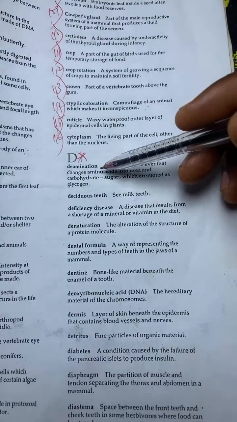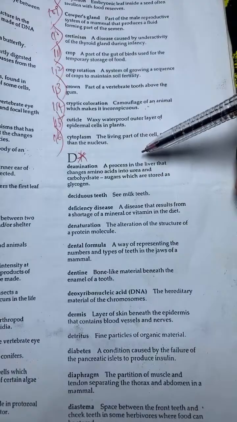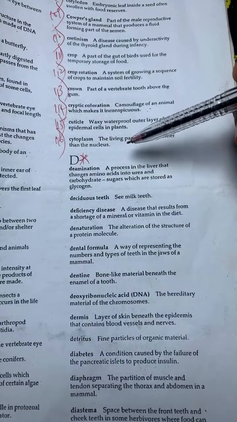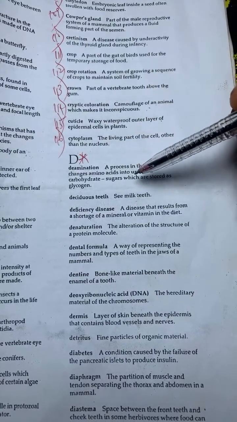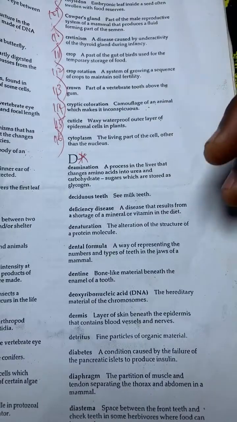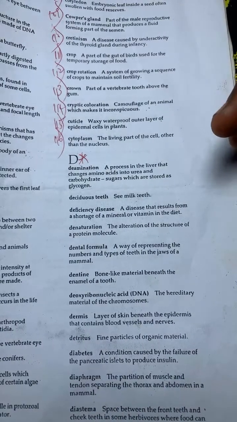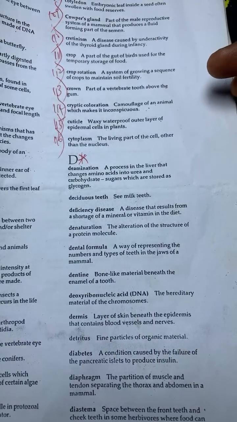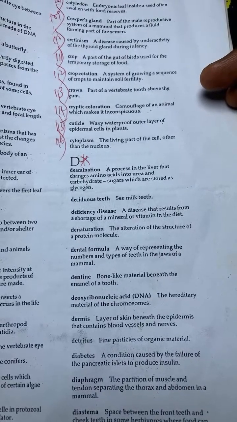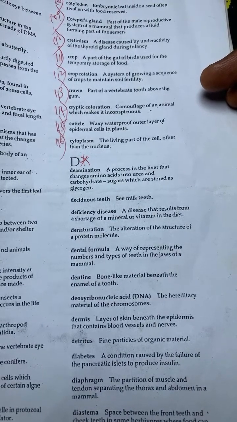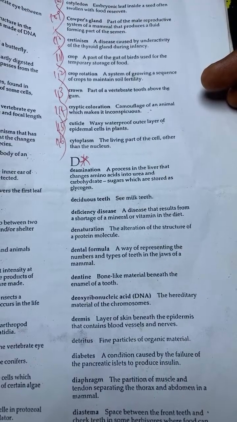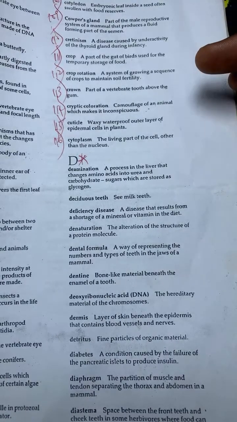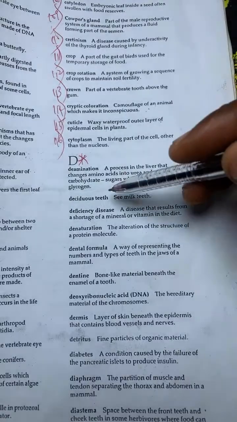Now, D simply means deamination. We said that deamination is a process in the liver that changes amino acids into urea and carbohydrates. When we're talking about carbohydrates, we're talking about sugars which are stored as glycogen. Remember that these excess sugars are usually stored in the body as what? As glycogen. So the process in the liver that changes amino acids into urea and carbohydrates is what? Deamination. So whenever you hear about deamination, understand that it is the process that happens in the liver of an organism. Amino acids are converted to urea and then carbohydrate.